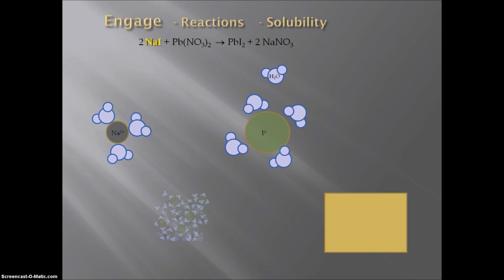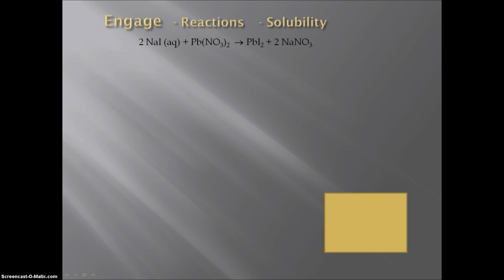And if we look at the bigger model, what happens is we have little waters surrounding all the ions and then allowing them to be separate. That is what it means for something to dissolve. So in this case, based on what I showed you in the experiment, the sodium and the iodide will dissolve. In terms of an equation, we'll write an (aq) after the sodium iodide to say that it is aqueous in solution, or it will dissolve in water.